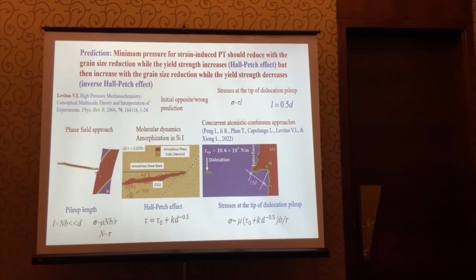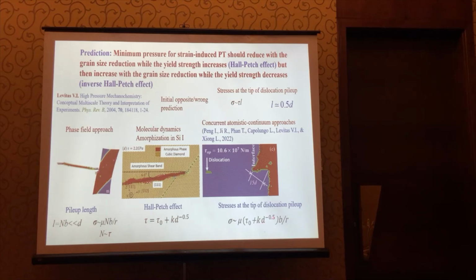And number of dislocations is proportional to shear stress, which can equilibrate this pileup. And shear stress, according to Hall-Petch effect, is in inverse proportion to square root of grain size. So finally, stress concentrator is the smaller grain size, the larger stress concentrator, and the smaller phase transition pressure. This is one prediction, and it's confirmed for zirconium.